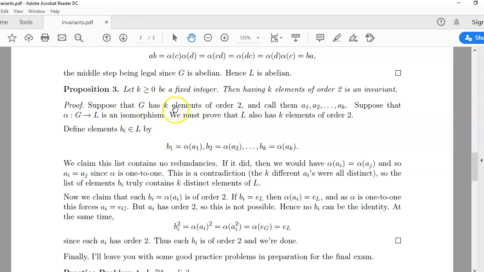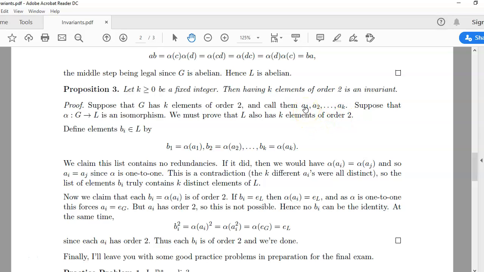And so I just do the same thing. Suppose that G has k elements of order 2, and suppose you write them down. Here are my k different elements of order 2. And then take an isomorphism. You're assuming that G is isomorphic to L, so grab an isomorphism. My job is to prove that L also has k distinct elements of order 2. And the proof is easy.